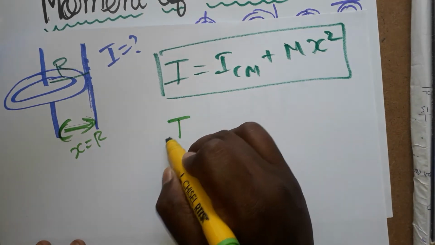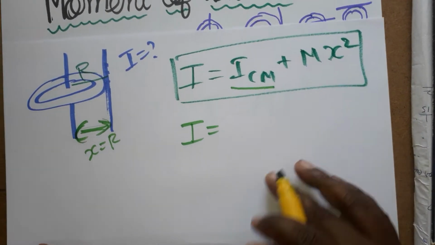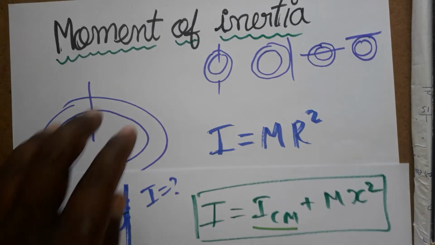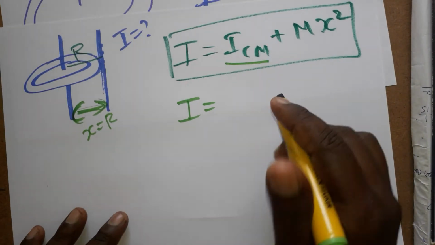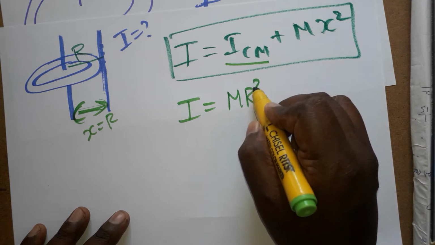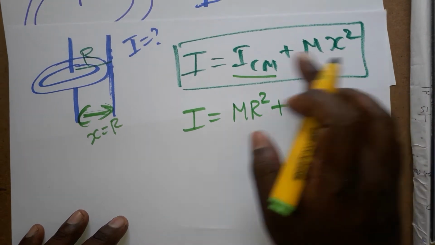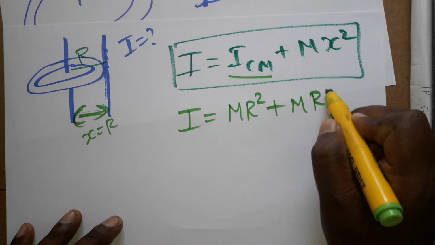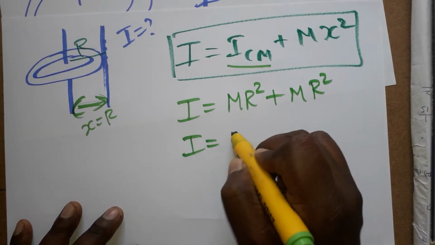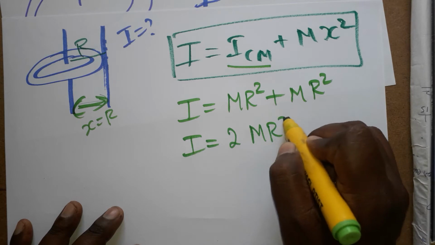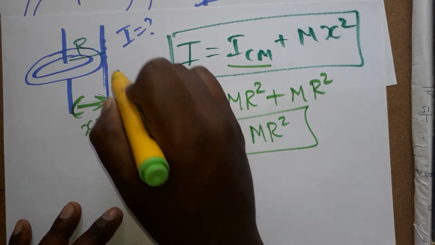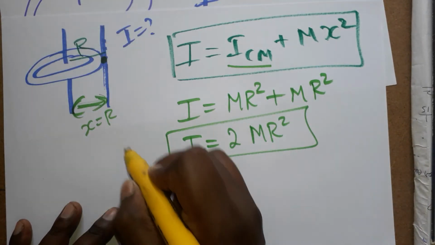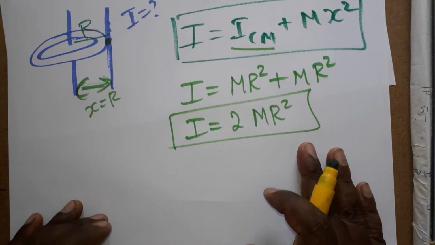So the total inertia is equal to inertia at center of mass. Already we learned the inertia at the center of mass is mr square. So mr square plus m times the distance between the two parallel lines, which is r, which is going to be x. x is equal to r, so mr square. So the total inertia is equal to 2mr square. So now we got the inertia at this point. Okay, when the axis is at the edge of the ring, we got the inertia.